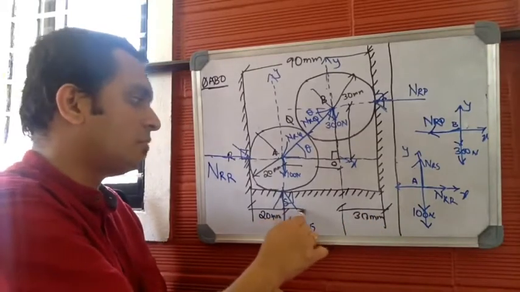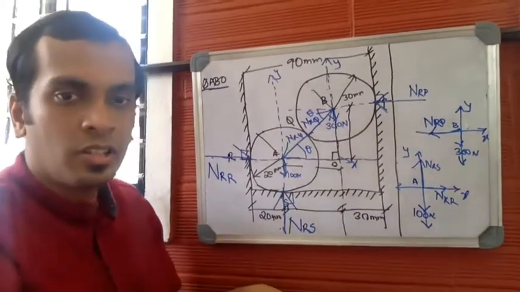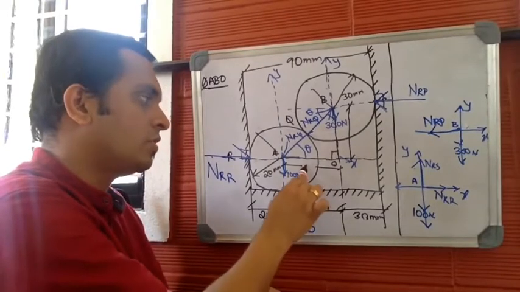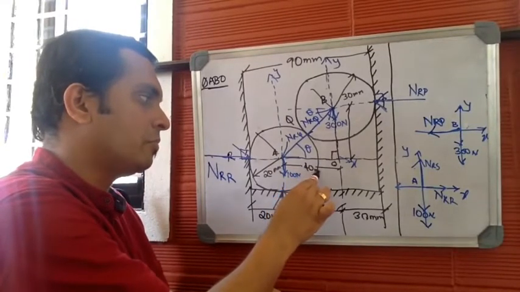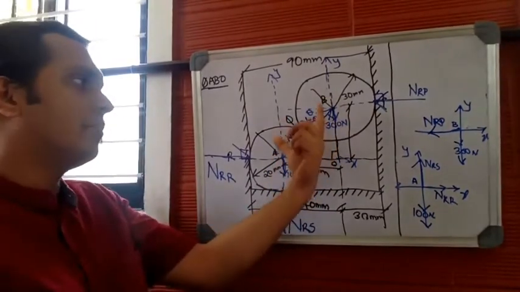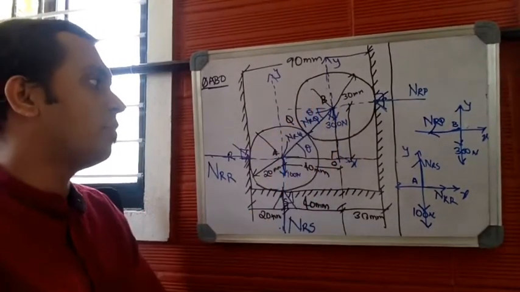So what's the left out dimension? It will be 40. So this will be 40 mm. So we got the dimension of the adjacent side. Now it's easy to find the dimension of the hypotenuse.